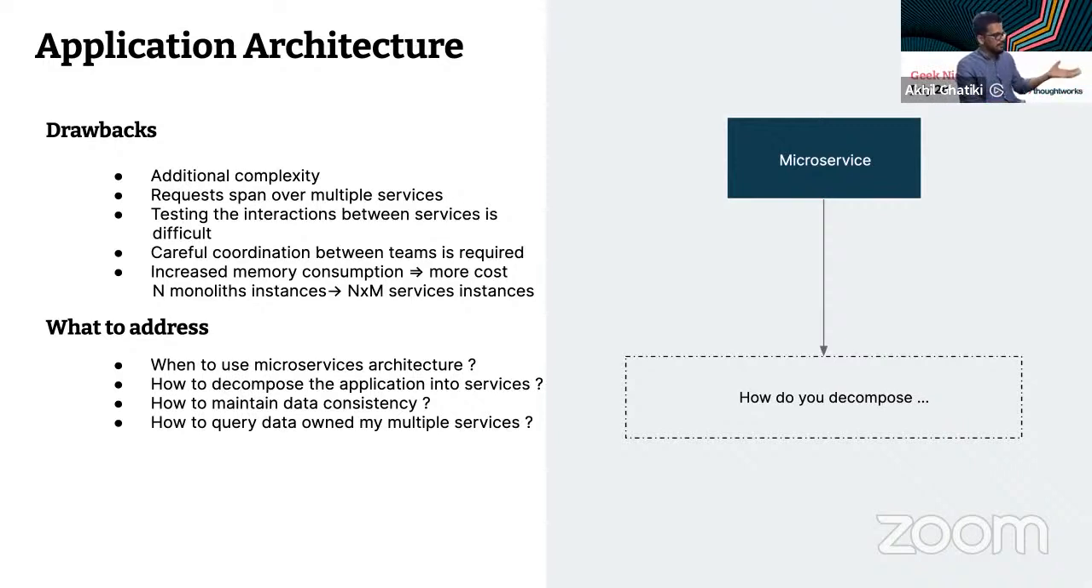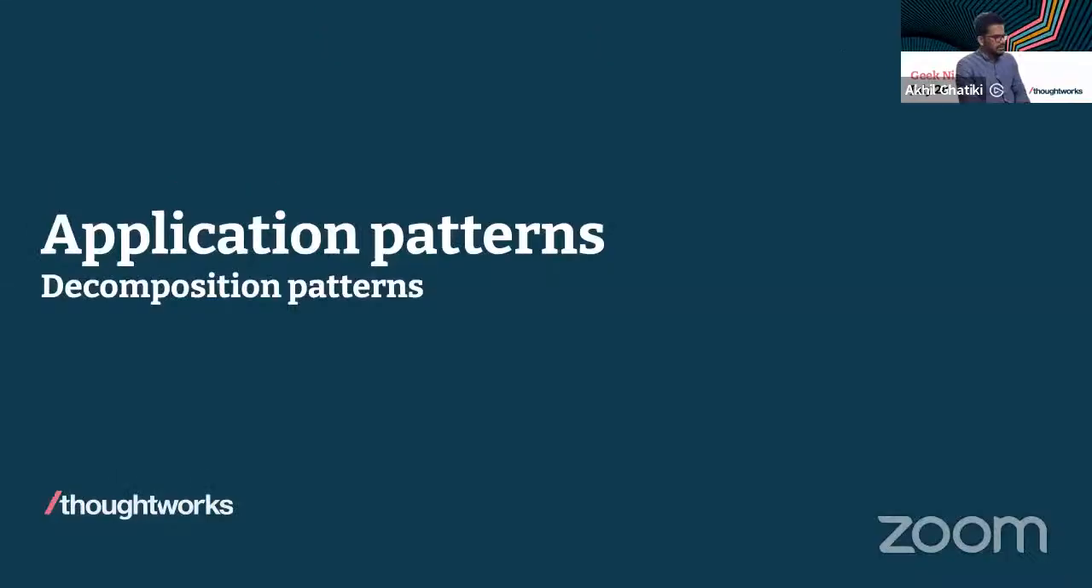And again, here are a few things that we need to address. When to use a microservices architecture? I think we just discussed that in one of the questions asked some time back. How do you decompose these applications into different services? How do you maintain the data consistency, because this gives you a lot of inconsistency in data? And then how are you going to query the data that is owned by multiple services? We will be talking about all these things going ahead.